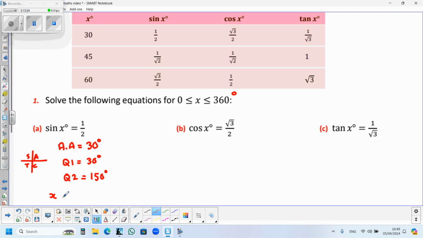Always write your answers down at the bottom in a wee line, so x is 30 degrees and 150 degrees. So the next one, we've got cos x is equal to root 3 over 2, so we do the acute angle, and our acute angle, so we're looking for cos root 3 over 2, and it's 30 degrees as well.